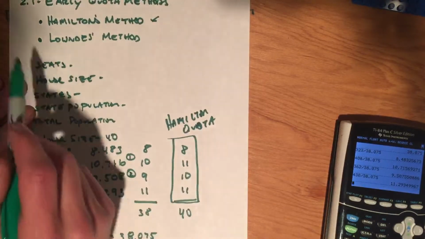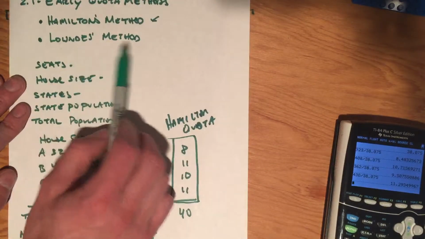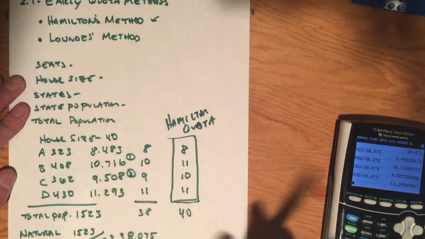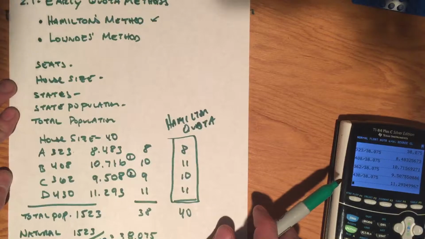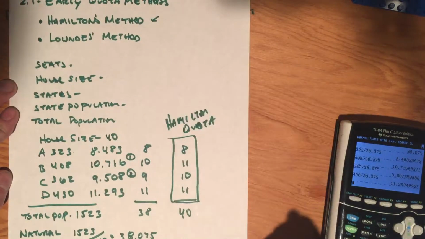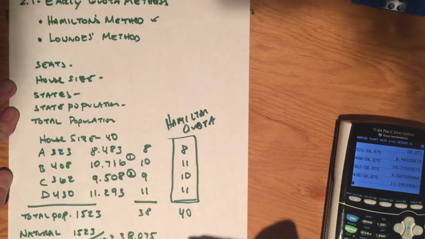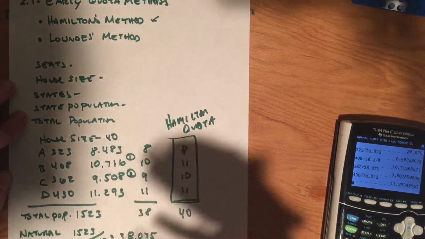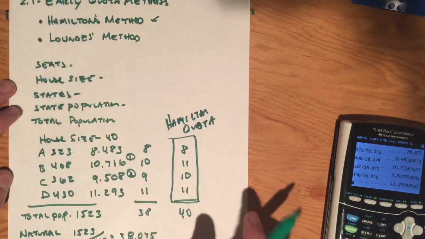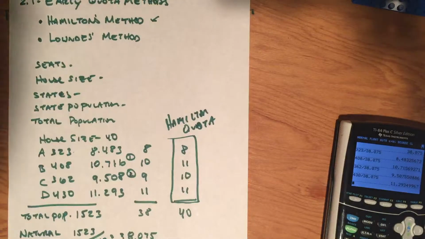Along comes South Carolina Congressperson Samuel Lowndes, who in 1832 proposes a different method. South Carolina, 1830s. What's happening? The South is getting kind of angry that the larger states in the North keep getting more and more seats. Smaller states in the South don't have the same representation in the Congress. So Samuel Lowndes, 1832, proposes another method.